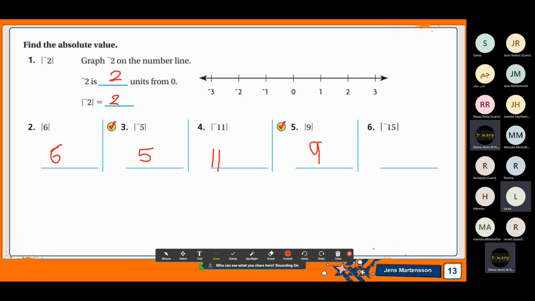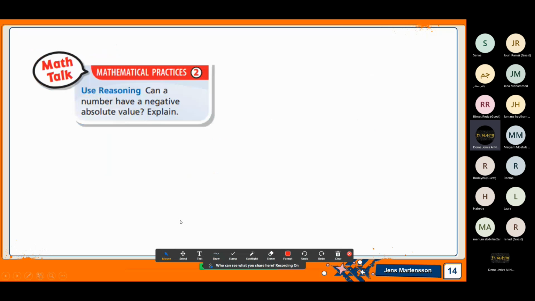Yes, Laura. What's the absolute value of negative 15? You drop out the sign, you get it out. So what's the absolute value? 15. 15, bravo. Now, that's one here. Now, under this question, you have math talk.